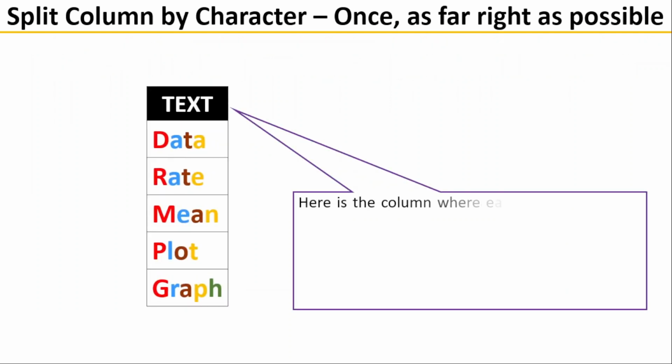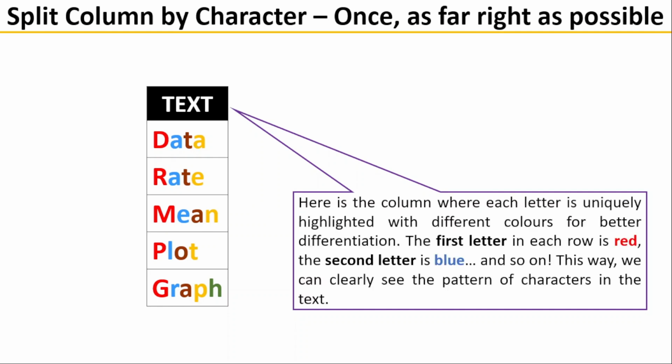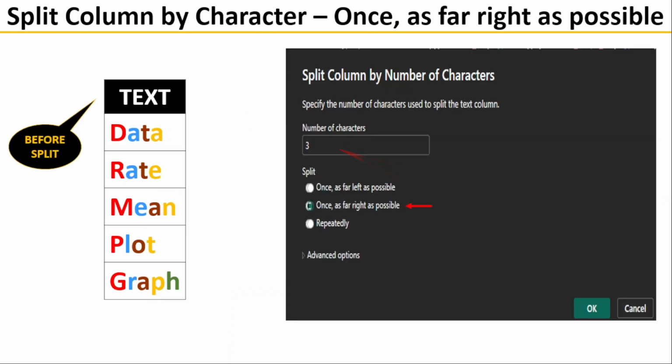Alright, so now we have our text column, which is uniquely highlighted with different colors for better differentiation. You can see now that the first letter in each row is red, the second letter is blue, and so on. This way we can clearly see the pattern of characters in the text.